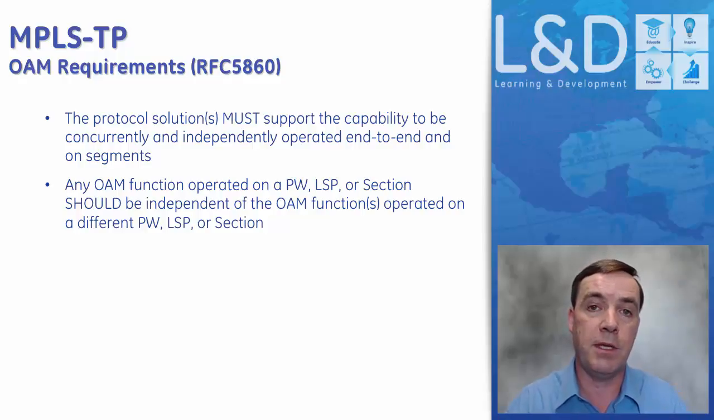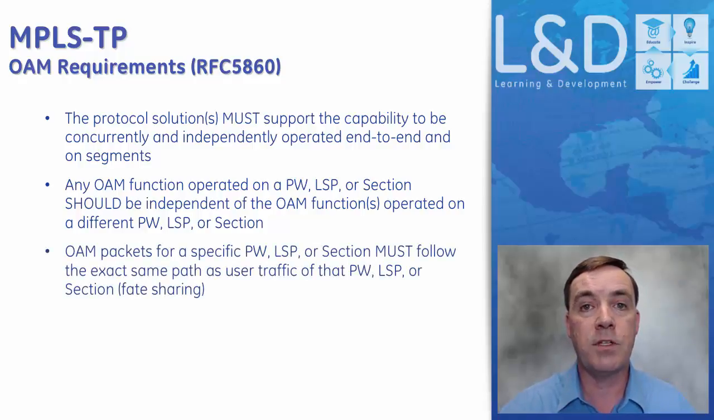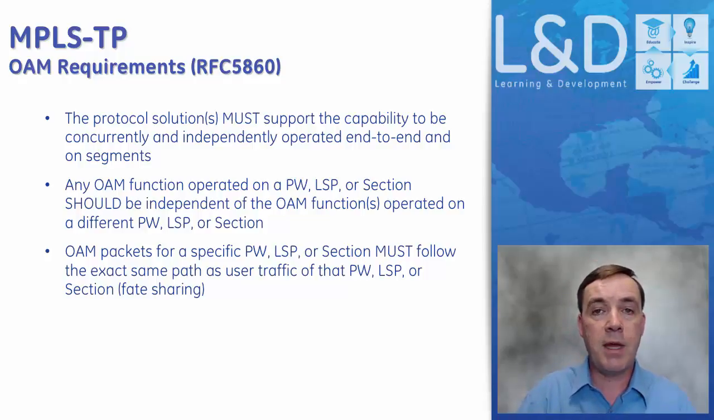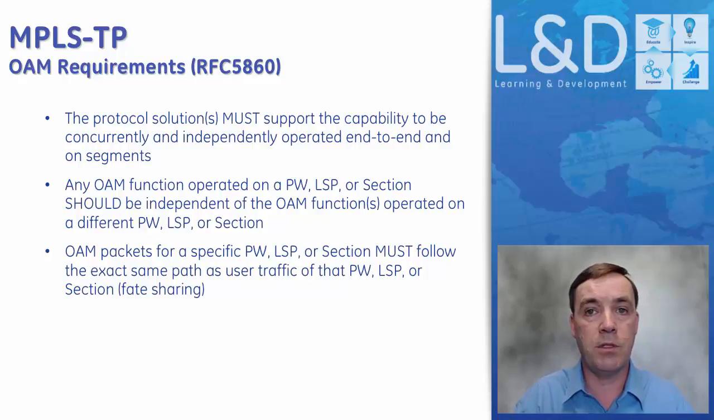This means that events and measurements taken on one LSP, for example, are not to be affected by events or measurements of another LSP. OEM packets for a specific pseudowire, LSP, or segment must follow the same exact path as user traffic for that pseudowire, LSP, or segment. This is called fate sharing. So for example, when you're running BFD, bidirectional fault detection, delay measurement, or loss measurement, these packets used for these measurement tools, the OEM packets, must be fate shared with the pseudowire, LSP, or whatever it is that you're using those packets to monitor.